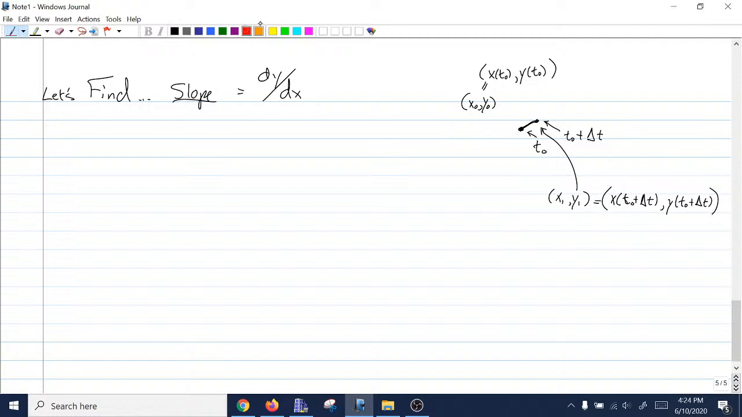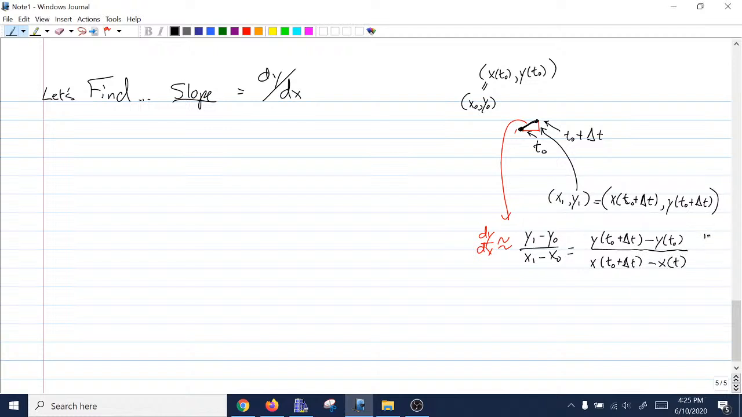How do I find this slope? Slope is the rise over the run. So the derivative should be about new y value minus old y value divided by new x value minus old x value. My new y value is y of t naught plus delta t minus y of t naught. My new x value is x of t naught plus delta t minus x of t naught.